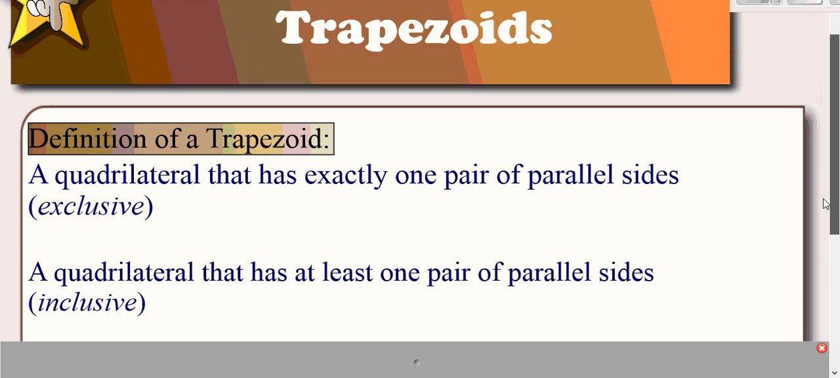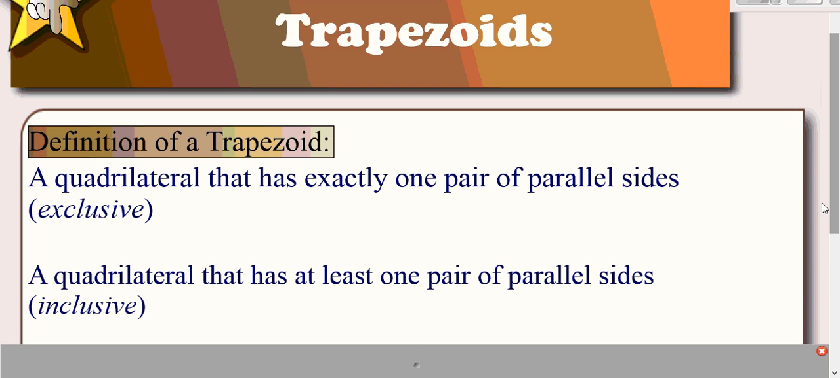So there's a little bit of just some careful wording here. It says exactly one pair of parallel sides. That means it can only have one pair. Cannot have a second pair of parallel sides. When it says at least one, that means it could have one or more.